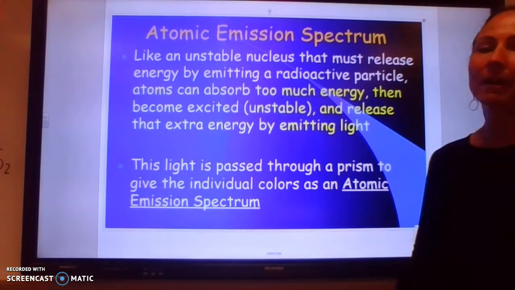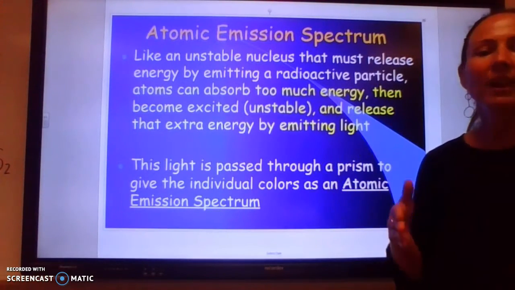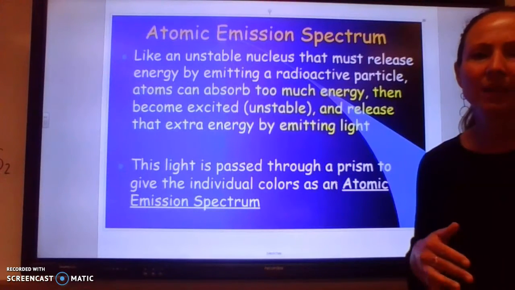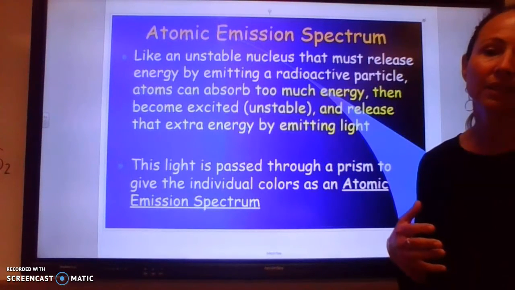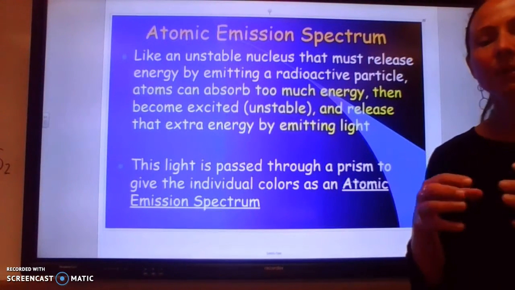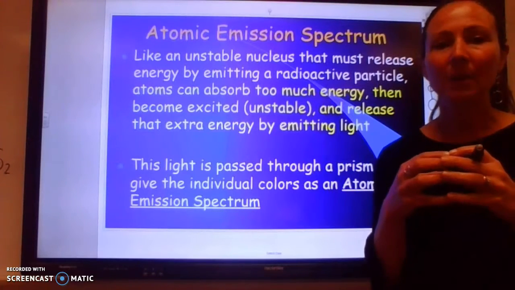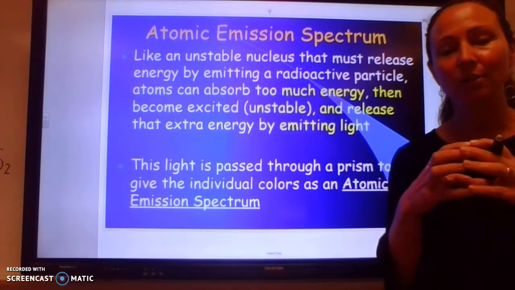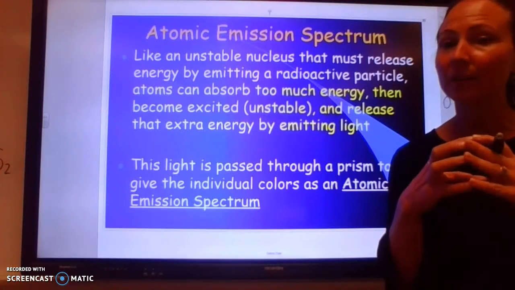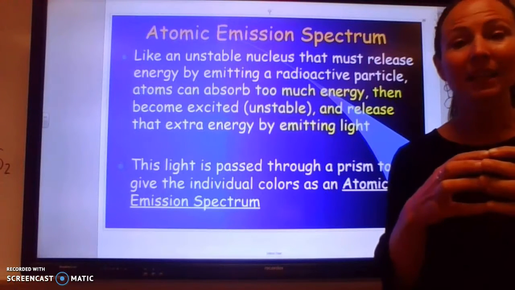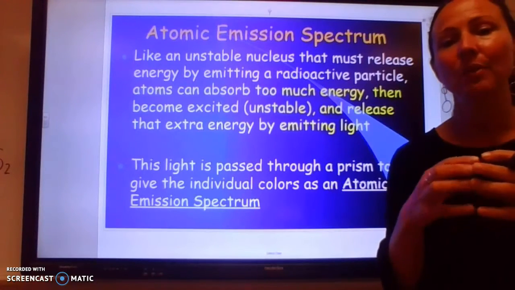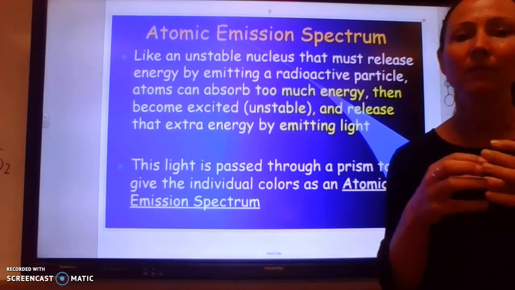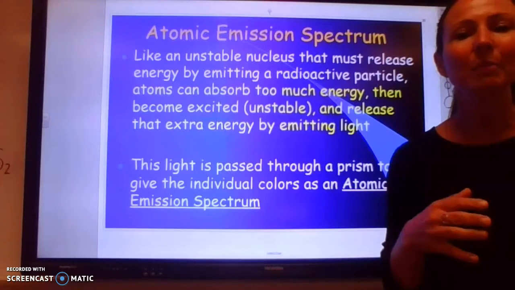So atomic emission spectra, well, we haven't really learned about radioactivity because it's not one of our standards in chemistry, but if you had a nucleus that was unstable, because it has too many protons and neutrons in there, we did talk about how crowded the nucleus is, then something's going to have to give. That nucleus is going to release some particles in the form of radiation. It's very similar to that.